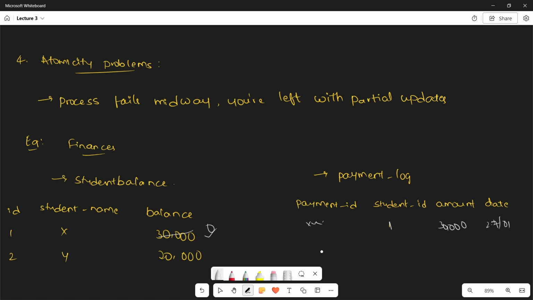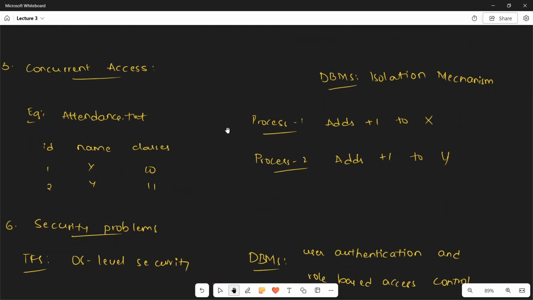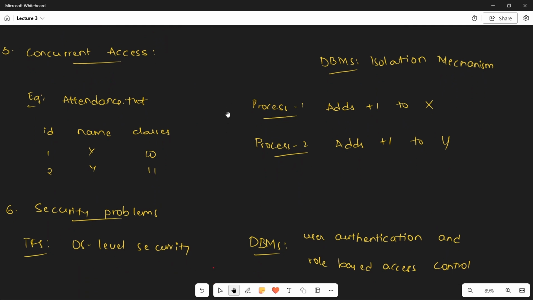Since DBMS follows ACID properties, which we have discussed in the previous lecture, it makes sure that all operations are performed at a time, or none of it takes place. That means it will update both the student balance as well as the payment log at a time. You got the point, right? And next comes the limitation, concurrent access. So what is concurrent access? Concurrent access is nothing but two or more people trying to access the same file at a time, right?